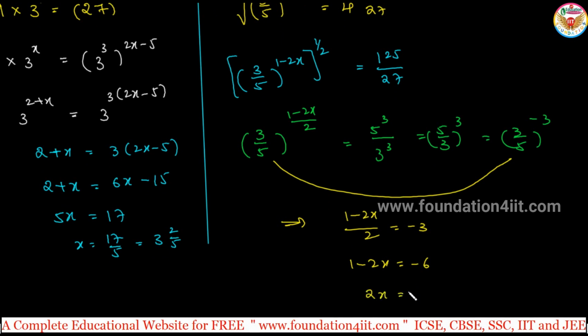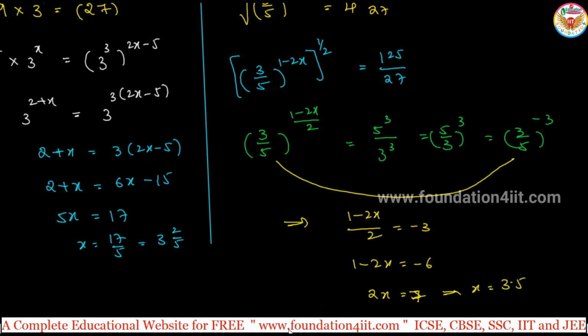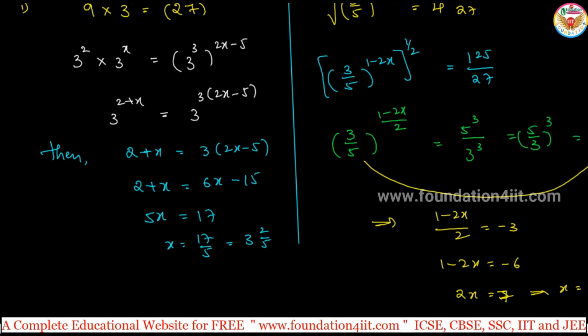Then take 2x to the right side and minus 6 to the other side. Minus 6 minus 1 gives minus 7, so 2x is 7. That means x is equal to 7 by 2, which is 3.5. So this is one type of solving. Continue with one more sum.